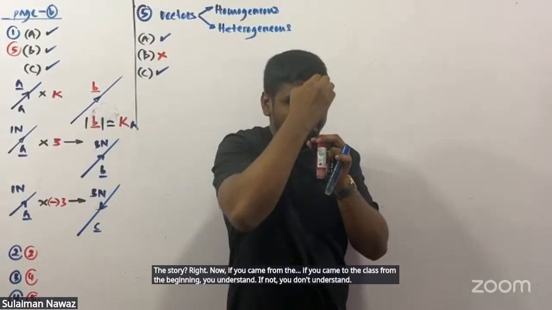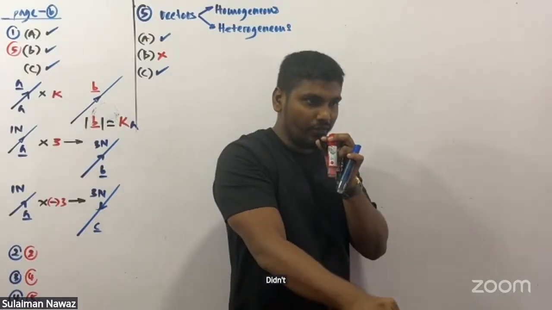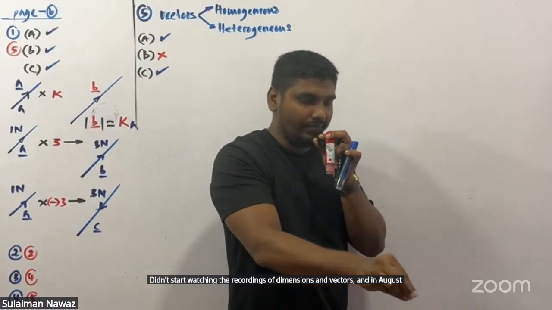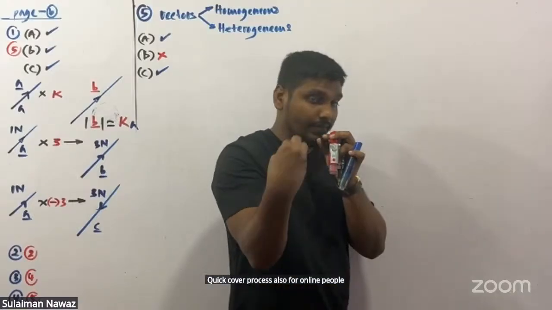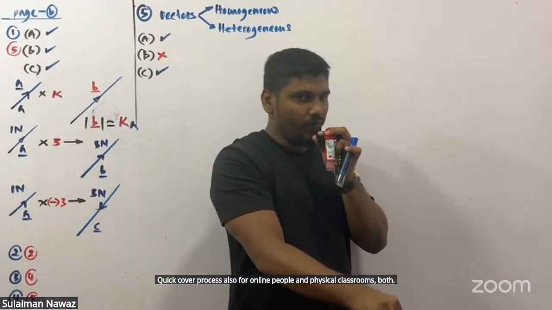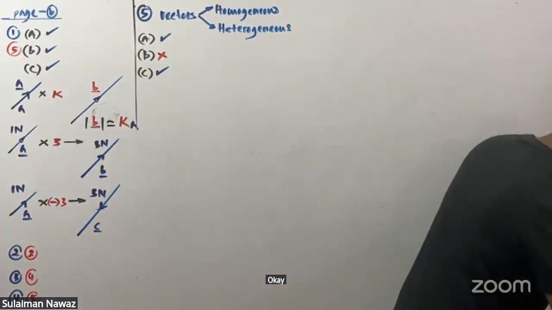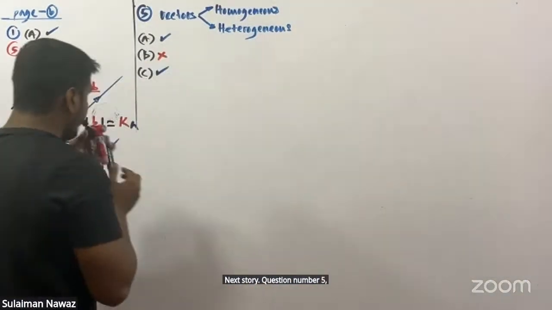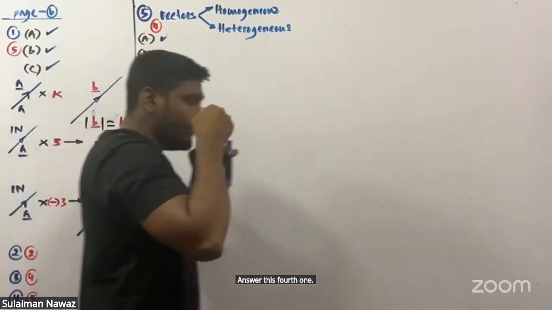Don't worry. First of all, give priority to watching the recordings of linear motion. Then start watching the recordings of dimensions and vectors. And in August, I will start some quick cover-up classes for both online people and physical class students. Then you will be able to manage it. Just be patient. Okay, then this is also done. Next story, question number 5. Answer is the fourth one.